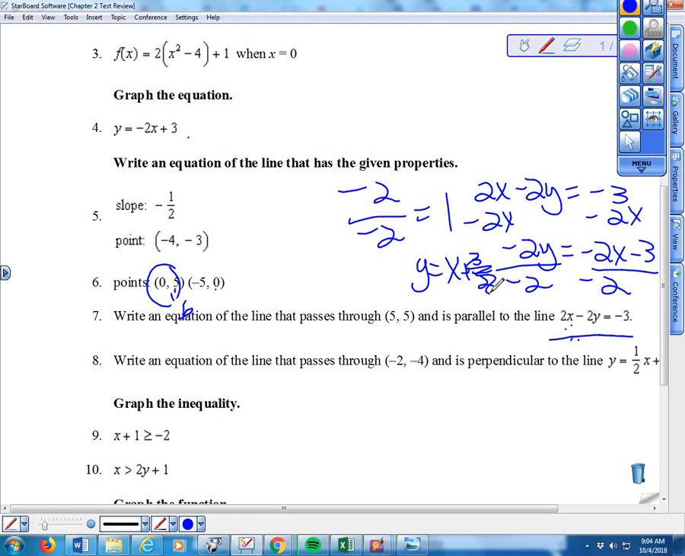Okay? So don't think just because you found the y-intercept, this is the y-intercept of your new line. It has nothing to do with the new line. The slope is the only thing that matters. But do you see that both ways I got the slope to be 1?